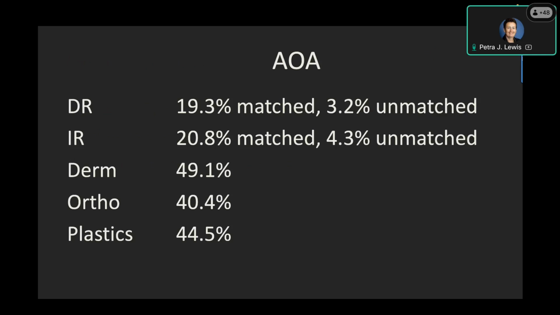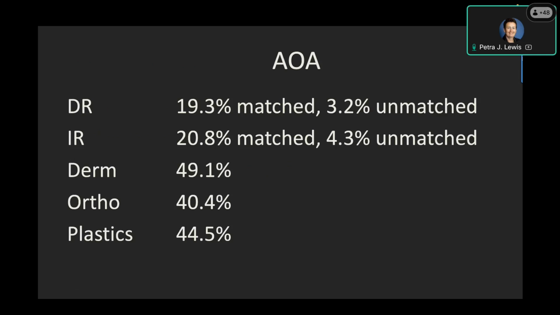What about AOA? Some figures here are pulled out from a while ago. For AOA, 19% of students who matched in DR had it, and 3% of them that had it didn't match. So it's not a guarantee. A little bit higher in IR, and just to give you some equivalent areas of the high-ranking specialties.